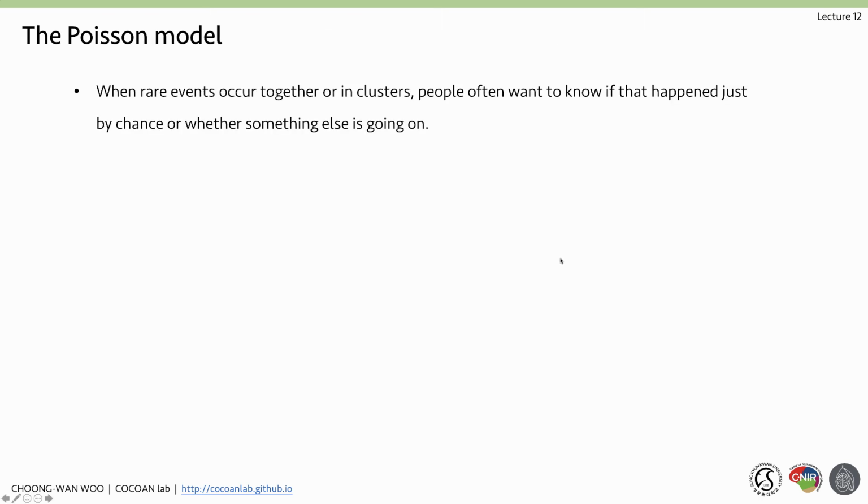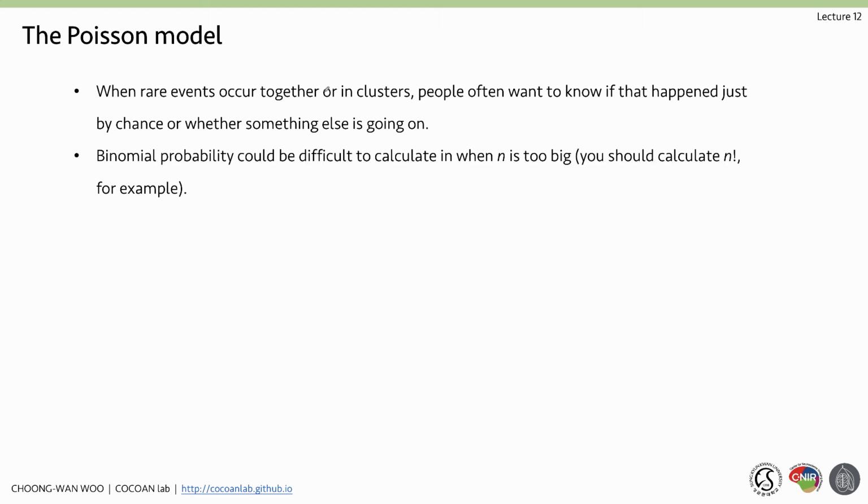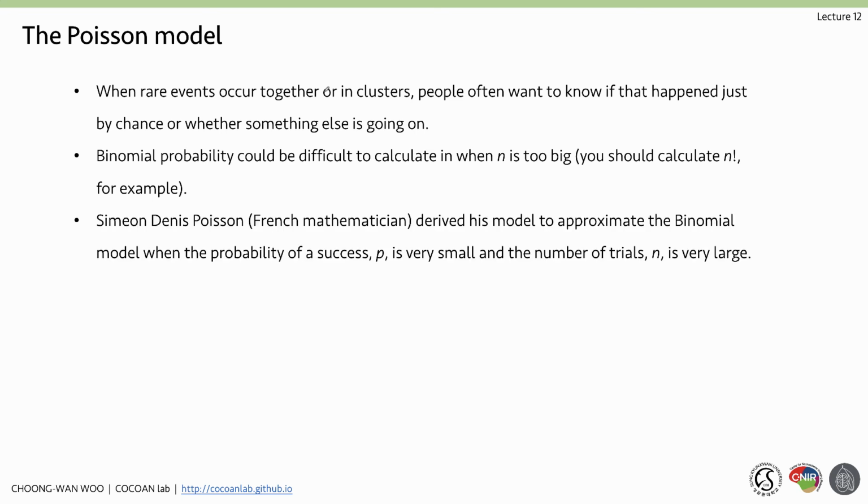And the third one is the Poisson model. It's closely related to the binomial model, but it deals with rare events. So there is a huge number of trials and only a couple of events can happen. In that case, the binomial probability could be difficult to calculate when n is too big, because you have to calculate n factorial. So Simon Denis Poisson derived his model to approximate the binomial model when n is really large and the success rate p is very small.